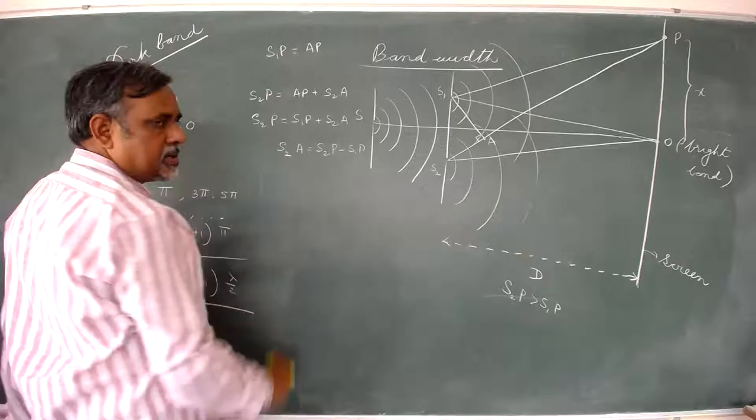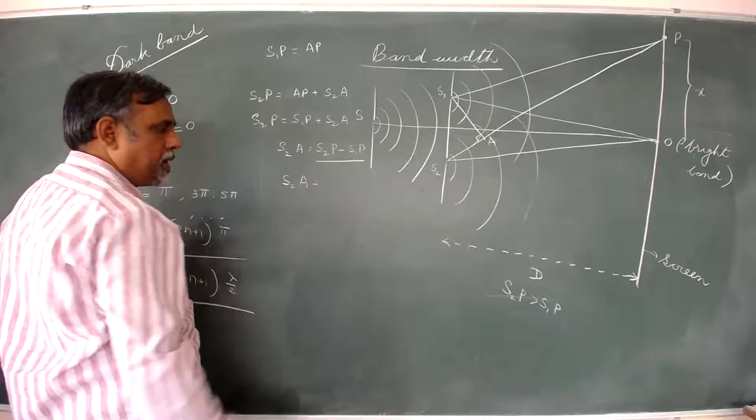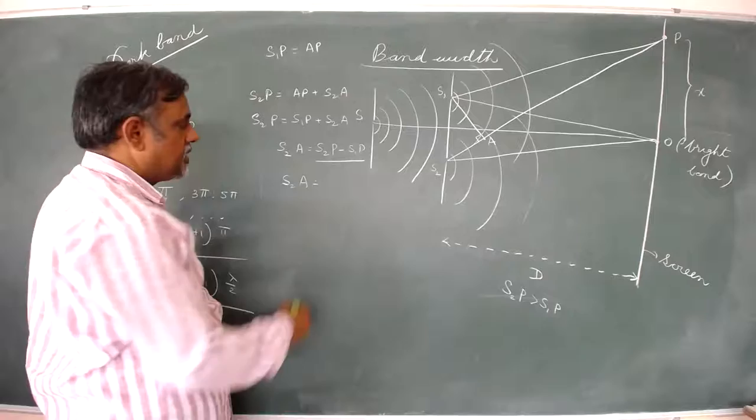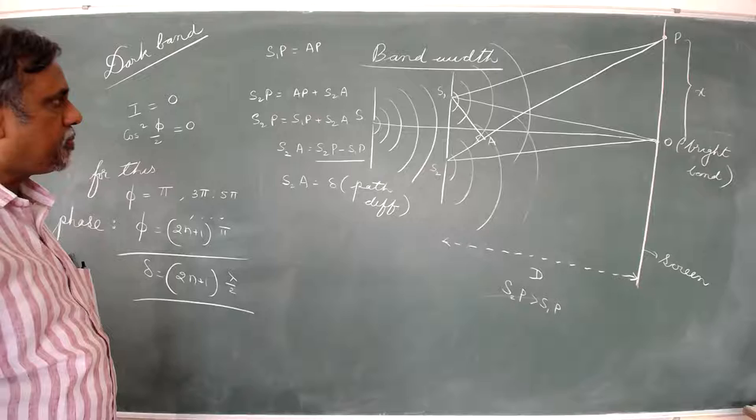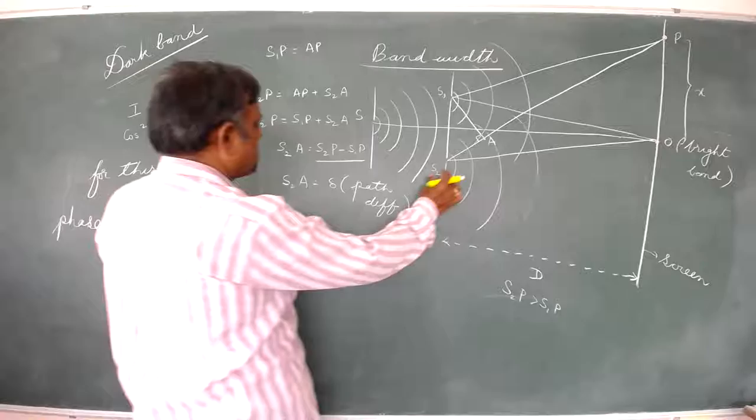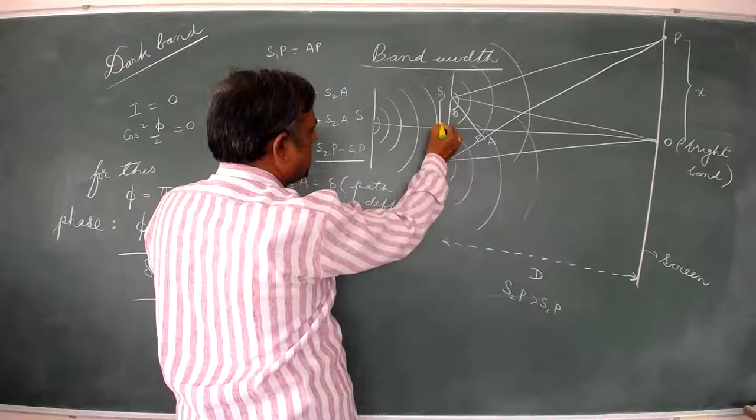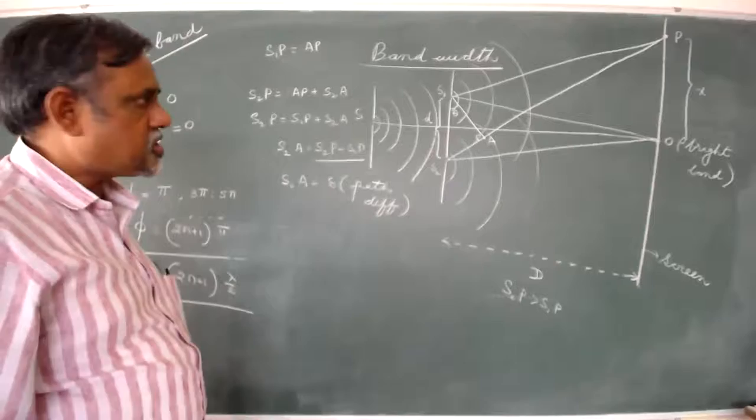S2P minus S1P, what does this difference give? S2P minus S1P is nothing but the path difference between the two light waves. This is the path difference, delta. Path difference is S2P minus S1P. So what is this S2A? Let this angle be theta. The distance between the two slits is a small d. Small d is the distance between the two slits. And the angle is theta.